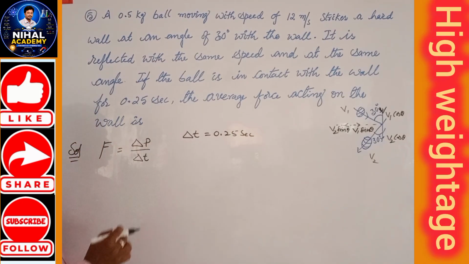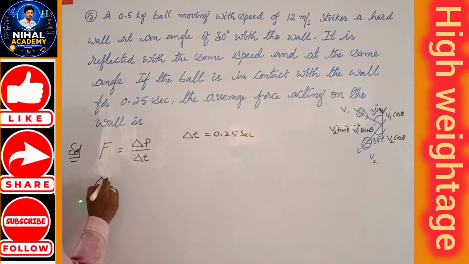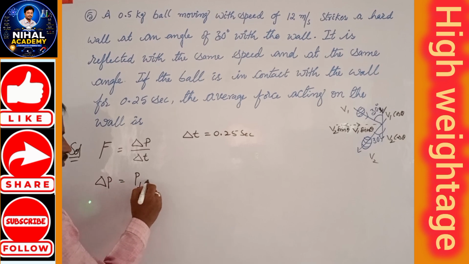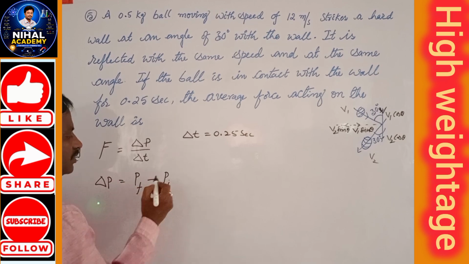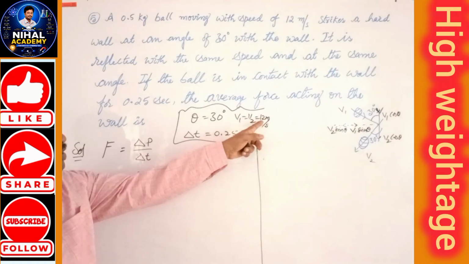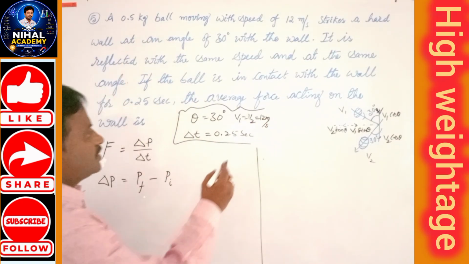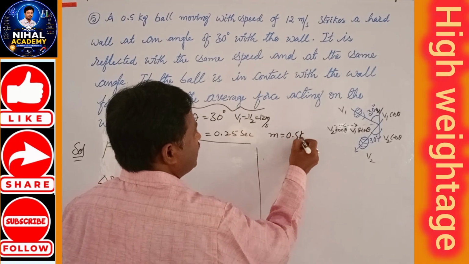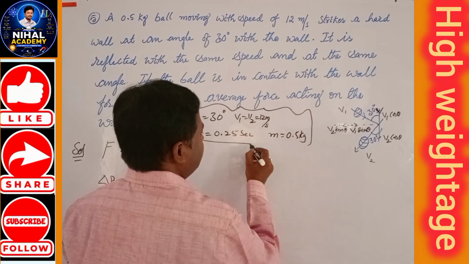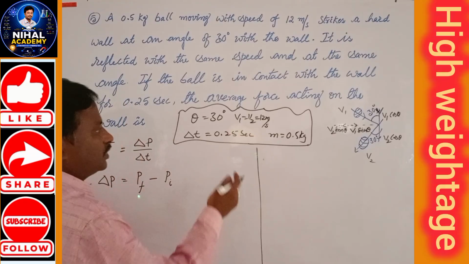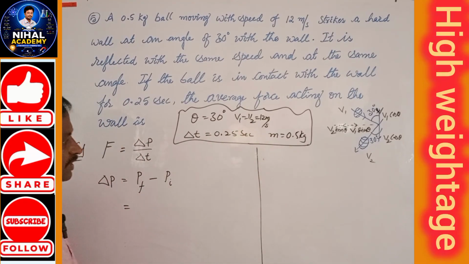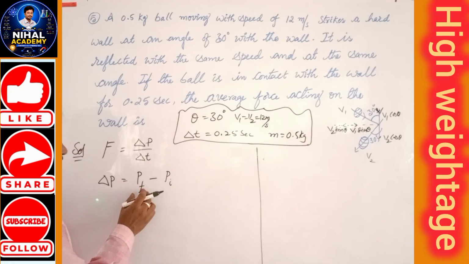But we have to calculate the change in momentum. So delta P is equal to final momentum minus initial momentum. The final velocity is 12 meters per second and the same mass, m is equal to 0.5 kg. So this is the information given. We know that V1 is equal to V2 and the mass is 0.5 kilogram. Momentum is mass into velocity, so P is equal to mv.